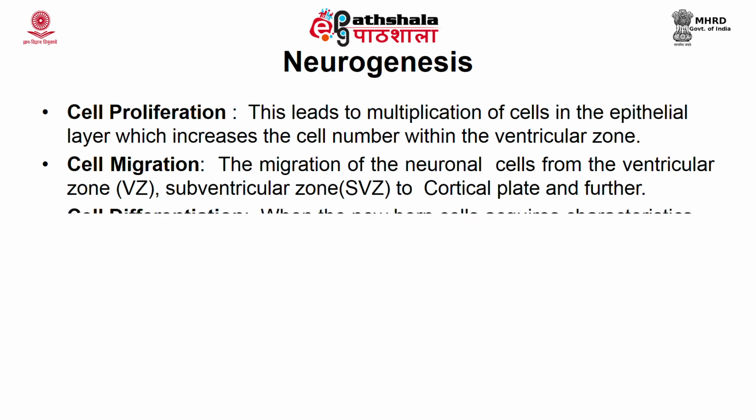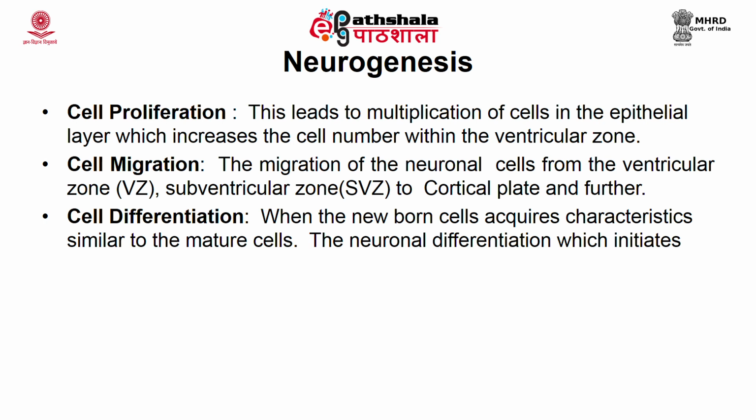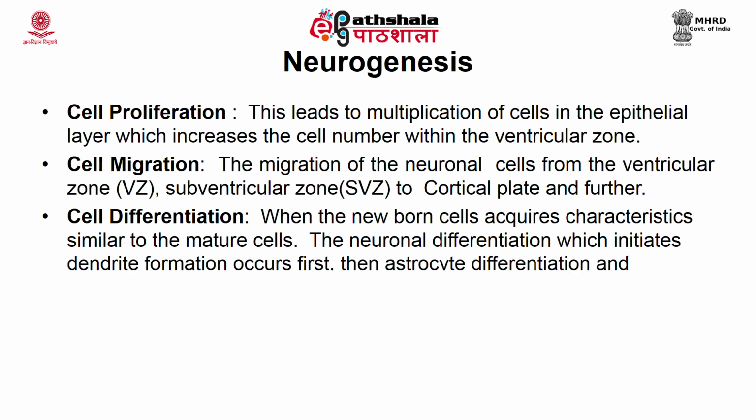In cell differentiation, the newborn cell acquires characteristics similar to the mature cells. The neuronal differentiation, which initiates dendrite formation, the astrocyte differentiation, the oligodendrocyte differentiation, any of these changes.